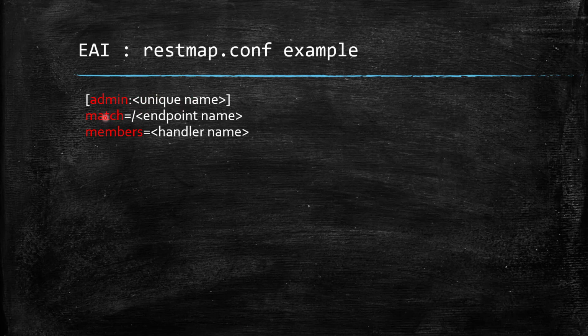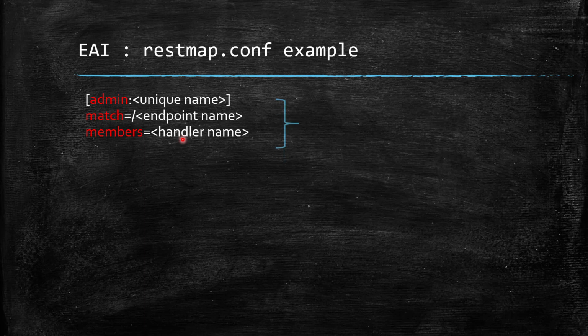Now under the match you have to give the endpoint name over here. So that will become your endpoint. That means when the endpoint URL will be constructed, right? So this will be used as an endpoint name over here, and members will be the different handler name. That means the script which will basically handle this request over here.